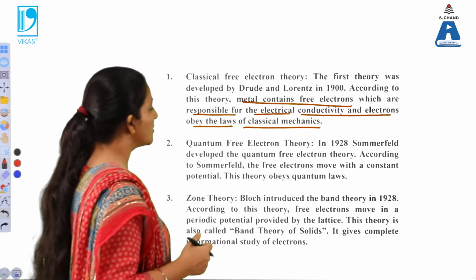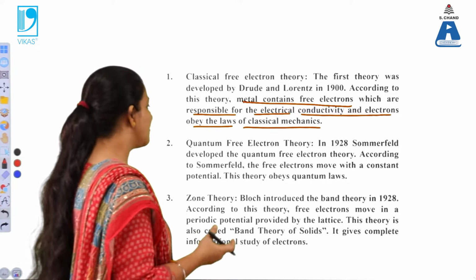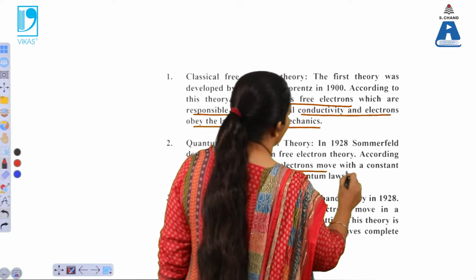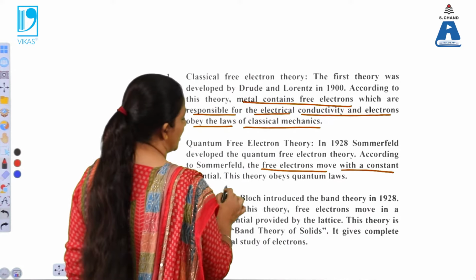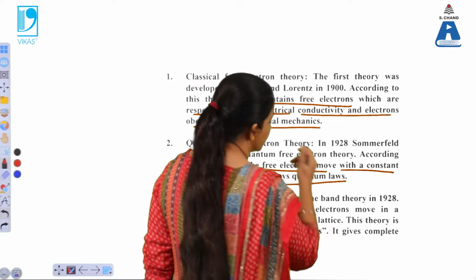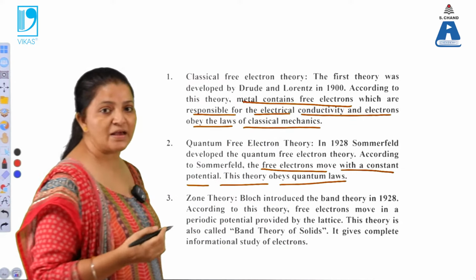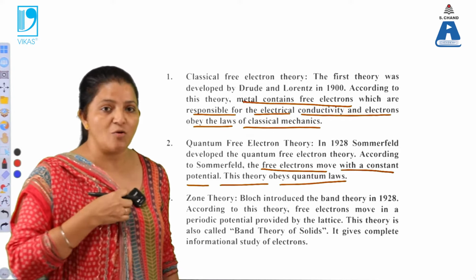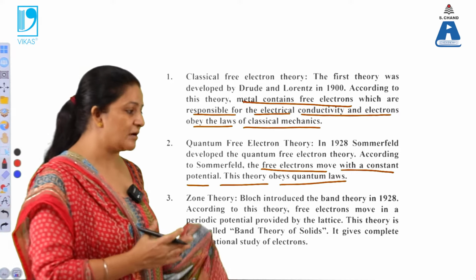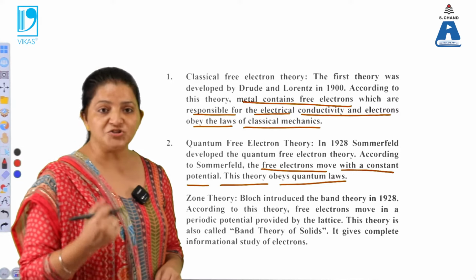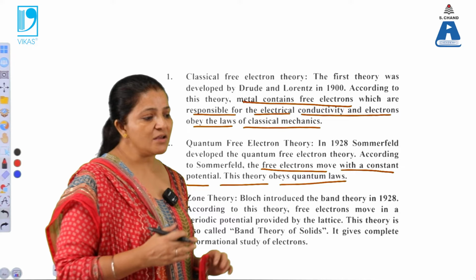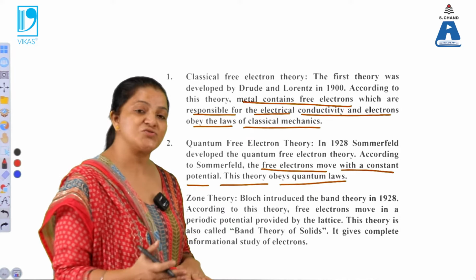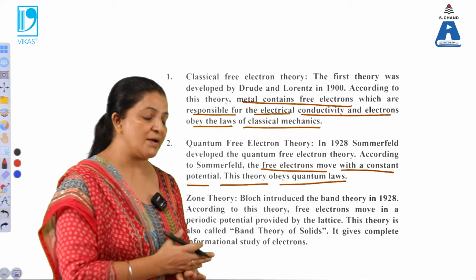Next comes the quantum theory of electrons, given by Sommerfeld, according to which the free electrons move in a constant potential, and this theory obeys quantum laws. Classically, a particle is not able to jump out of the potential box. It will remain confined to that box when the potential is applied. So classically it is very difficult for the electrons to jump over the stairs, or to jump from one end to the other end.